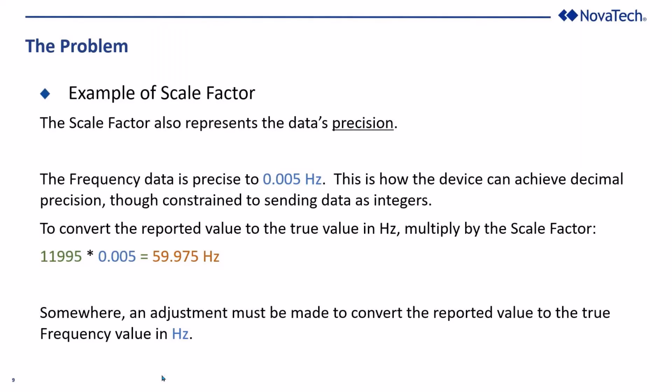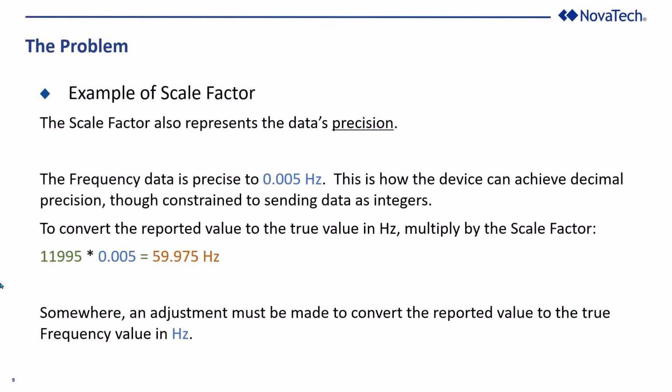And to convert that value, so now you have the value that was reported through SCADA, to convert that back to that actual measurement that is in hertz, you just multiply that value through SCADA, that 11,995, by the scale factor, and you will come up with the true value in hertz.